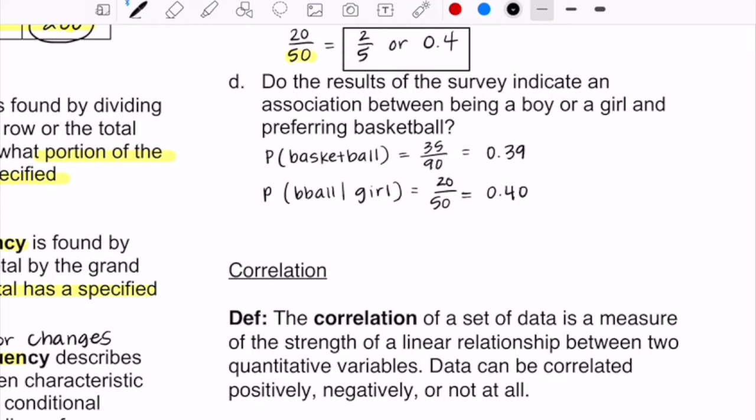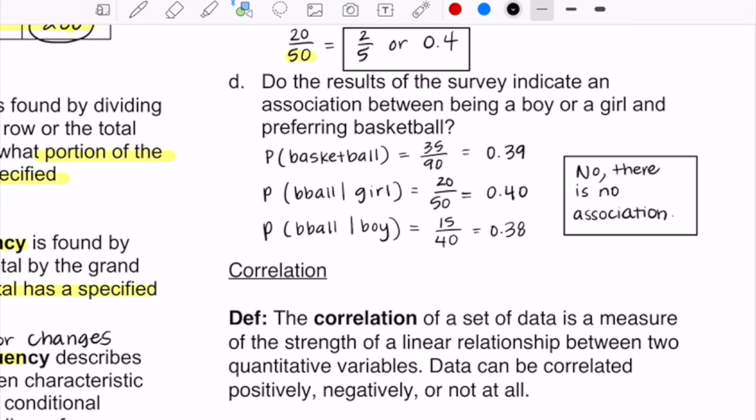And then I also need to figure out the same, but for a boy. And so what is the probability that a person prefers basketball given that they're a boy? 15 out of 40 gives you 0.38. And so looking at the values for the 3 answers to the questions, they're all super close to one another. And so for this question, we can conclude that no, there's no association. Being a girl or being a boy does not make a person any more or less likely to prefer basketball.